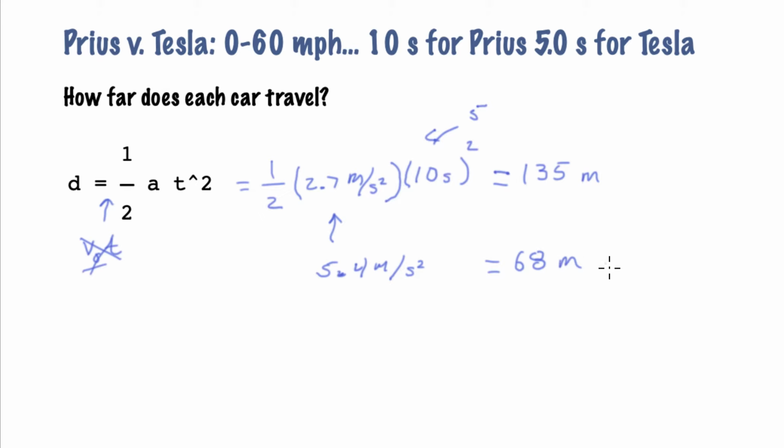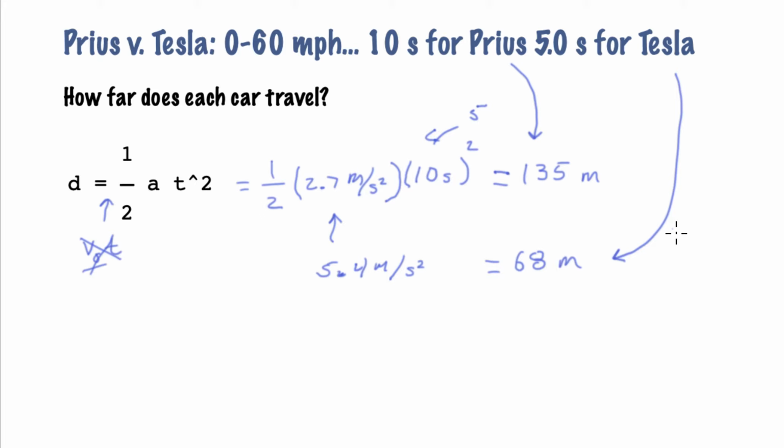So as we expected, the Tesla goes from 0 to 60 in 5 seconds, and that only takes 68 meters, which is something like 30 or 35 feet. Whereas the Prius, on the other hand, takes 135 meters, which is more than a football field, to accomplish the same change in velocity. So it's a pretty substantial difference.